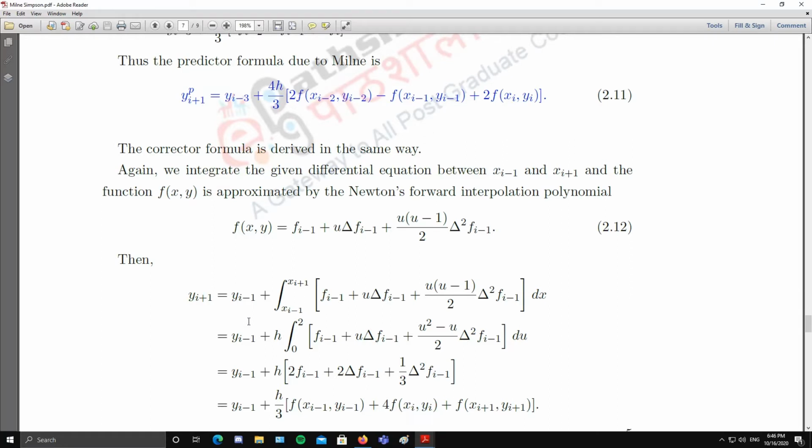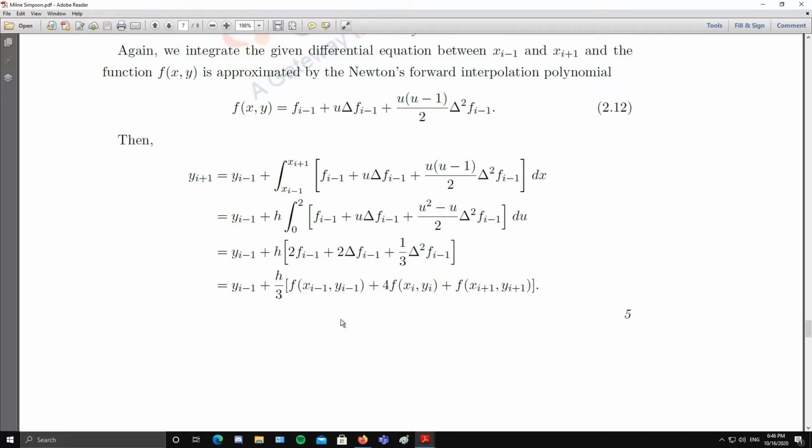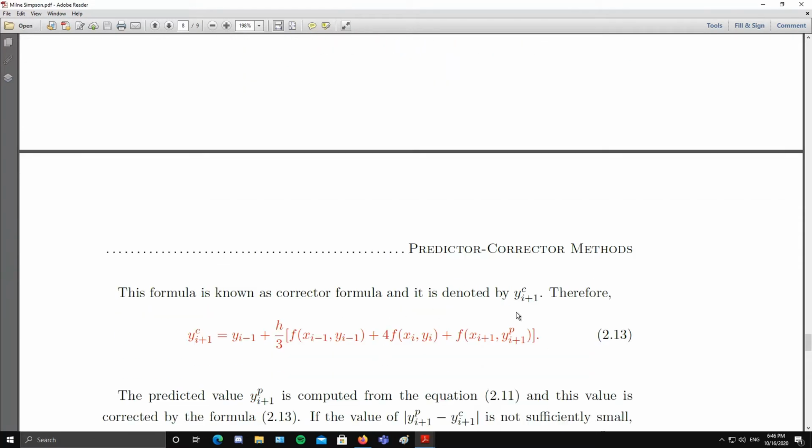So y(i+1) equals y(i-1) plus h times the integral from 0 to 2 of f(i-1) plus u del f(i-1) plus u square minus u by 2 del square f(i-1) du. On integration and then substituting for del and del square, we get this expression. This is called Milne's corrector formula, denoted by y(i+1) c.